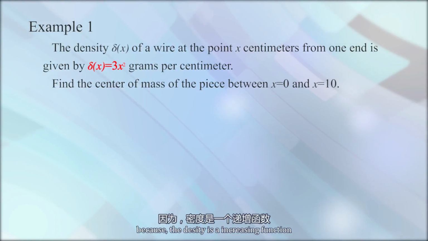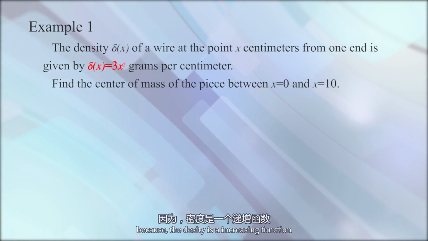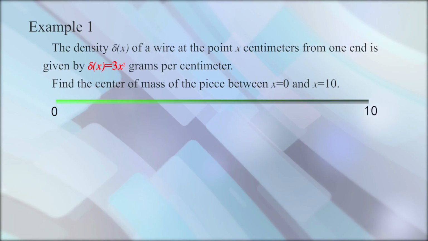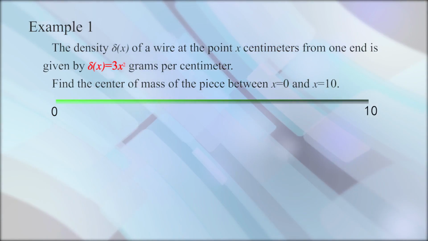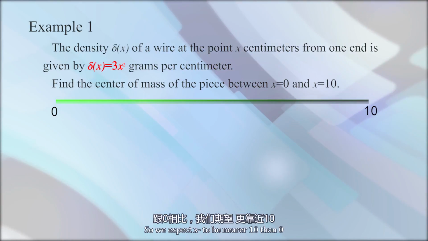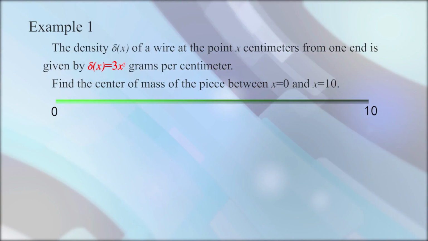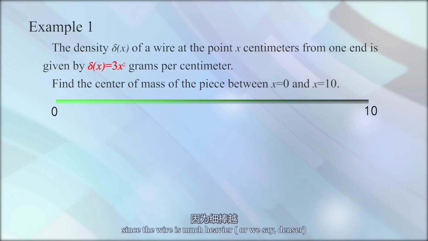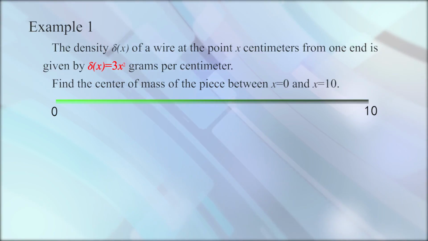Now let's solve it. Because the density delta(x) for this object is 3x squared, the density is an increasing function. So we expect x bar to be nearer 10 than 0, since the wire is much heavier, or denser, toward the right end.